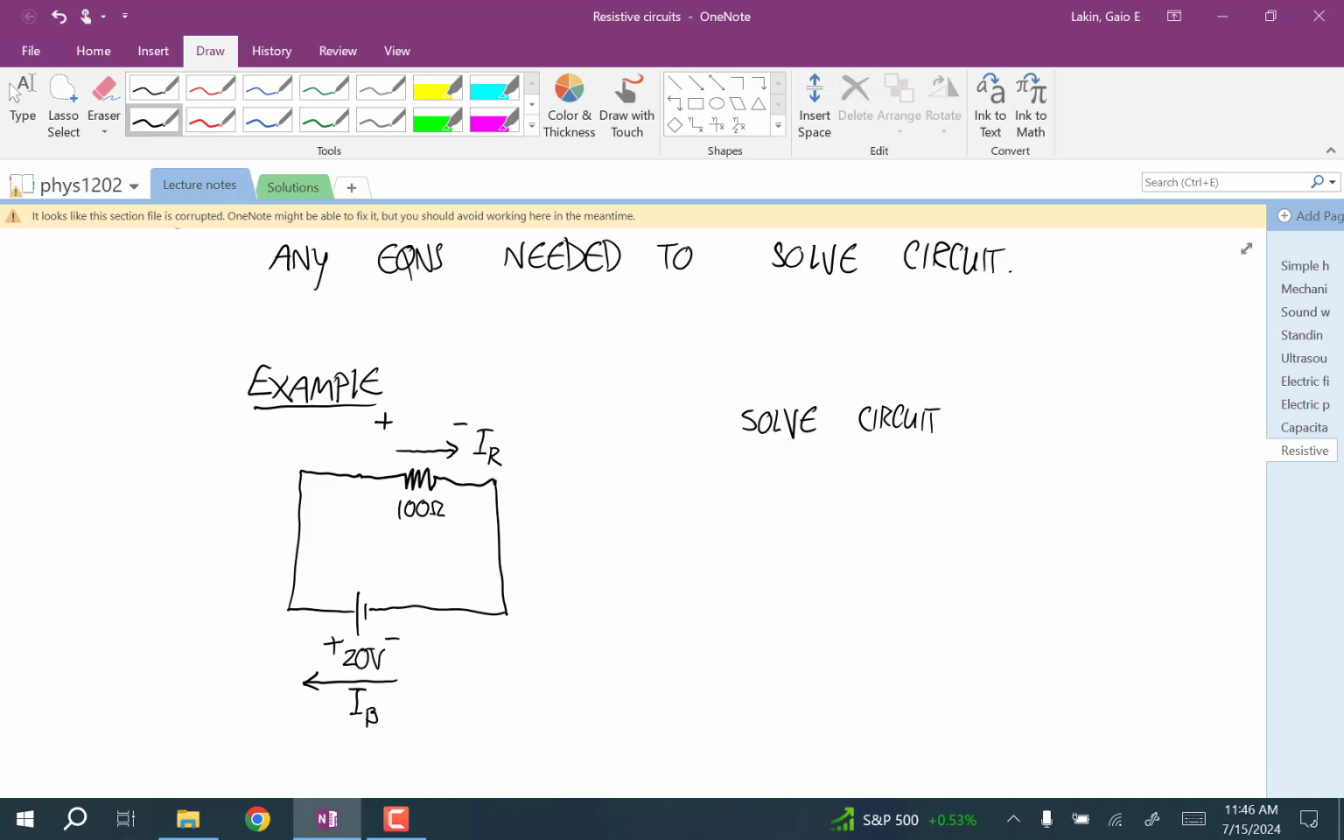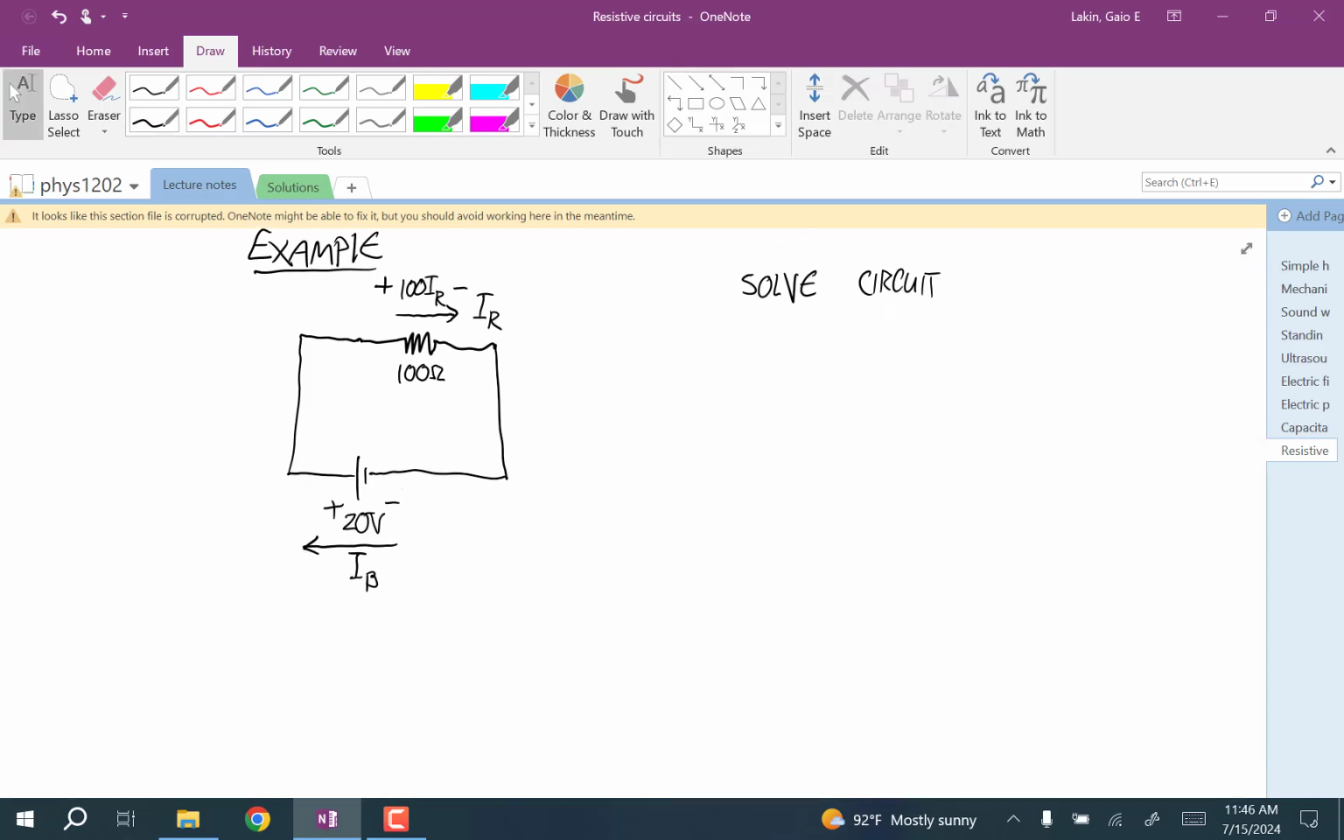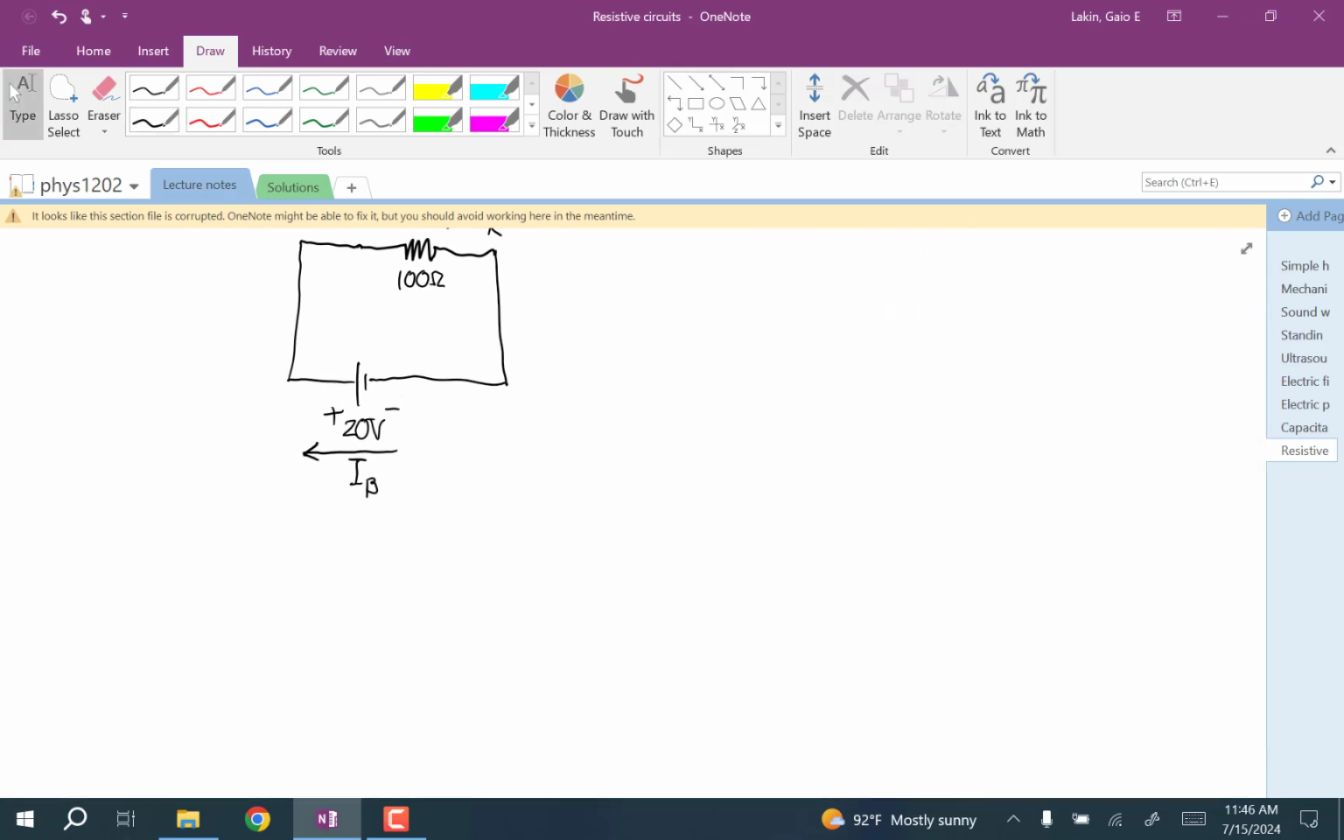Now I'm going to use Ohm's law to replace the voltage. I could call this voltage drop for this resistor VR, but I'm just going to replace it right away using Ohm's law as 100 times IR. So it's the resistance times the current. And now I'm done with that. So I've done the first two steps. And now I'm going to Kirchhoff's current law.